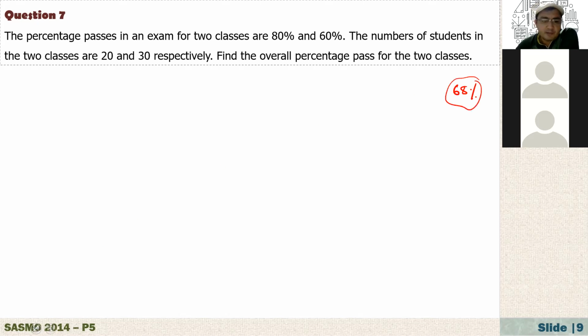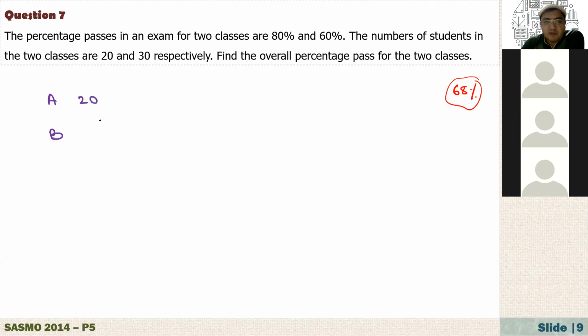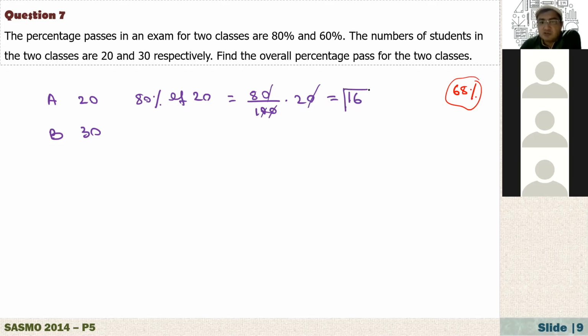Let's see quickly. Anybody else who answered? Who did this question? Me. Okay. So it said to find the overall percentage pass for the two classes, right? Here we have class A and class B, with 20 students and 30 students. In the first class, 80% of the students pass. 80% of 20 is 80 over 100 times 20, which is 16. From this class, 16 students passed.